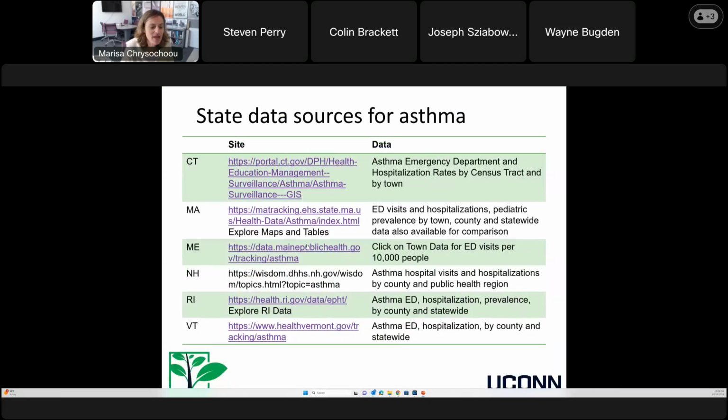Similarly, for asthma, every state has a site that gives you additional data on asthma emergency department visits and hospitalization rates by census tract and by town. I think that pretty much Connecticut, Massachusetts, and Maine give you town level data. New Hampshire, Rhode Island, and Vermont have county data and public health region data for asthma hospital visits and hospitalizations. So you cannot get more granular than that.